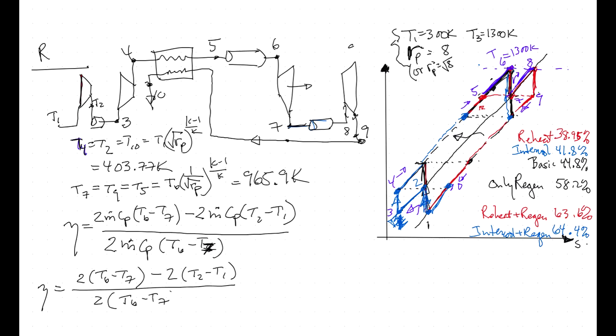Actually, the twos are going to cancel out. So T6 is our T max, so 1300 minus T7, which we said is 965.9, minus T2 minus T1. T2 is 403.77 minus 300, divided by the amount of heating, T6 minus T7. T6 is our max, 1300 minus 965.9. And we get 68.94%.